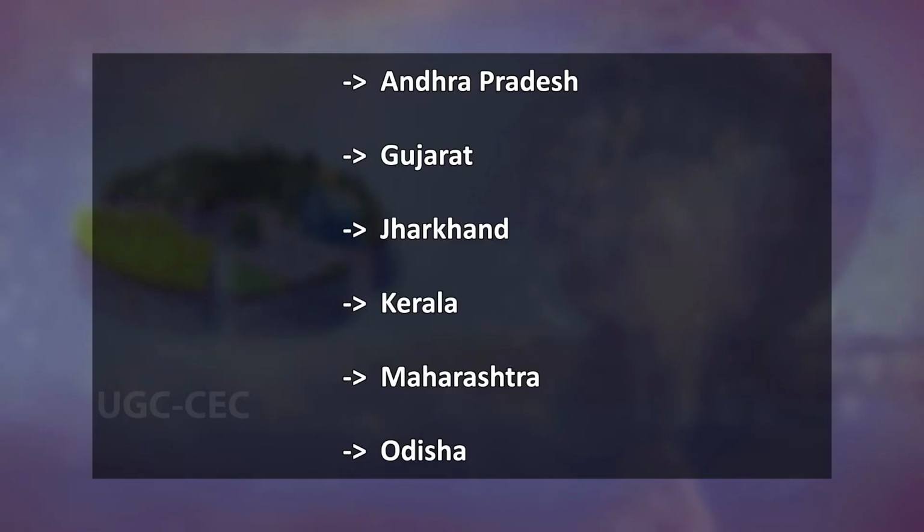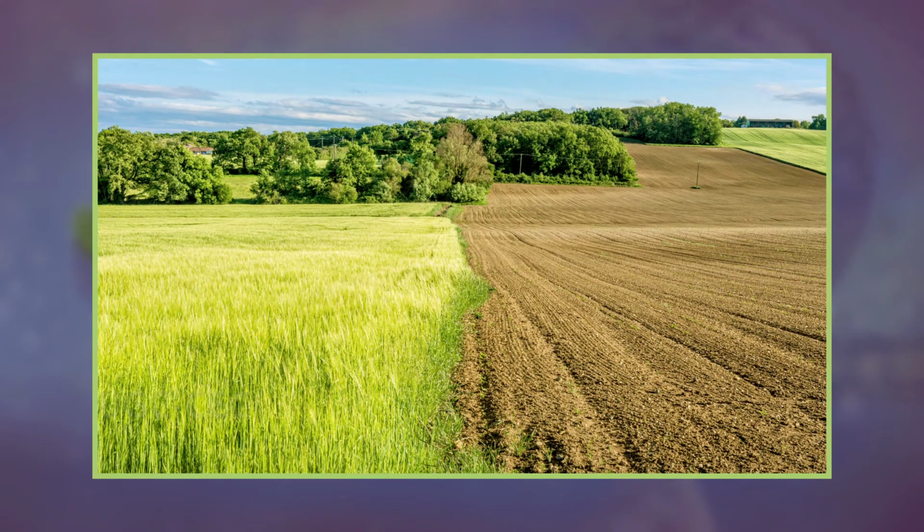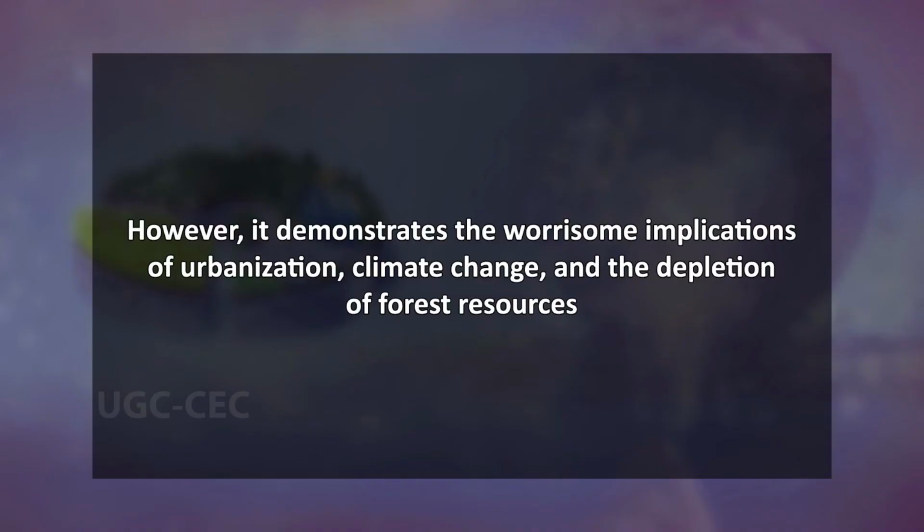For instance, there is an increase in certain indices in Andhra Pradesh, Gujarat, Jharkhand, Kerala, Maharashtra and Odisha, such as the conversion of fallow land to farming, the expansion of forest cover in conjunction with rising carbon stocks, and the discovery of new mineral sources. However, it demonstrates the worrisome implications of urbanization, climate change, and the depletion of forest resources.